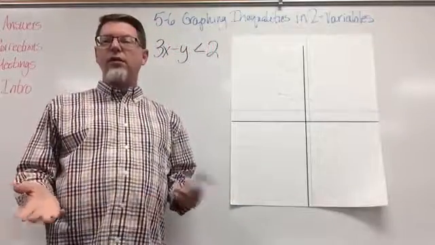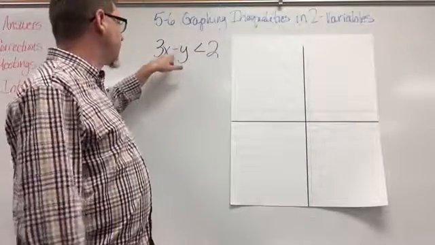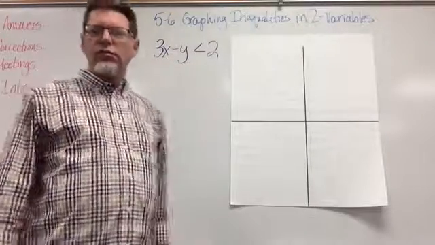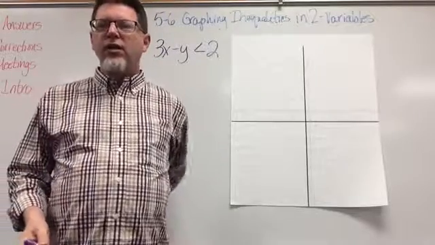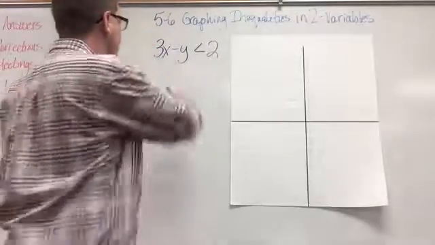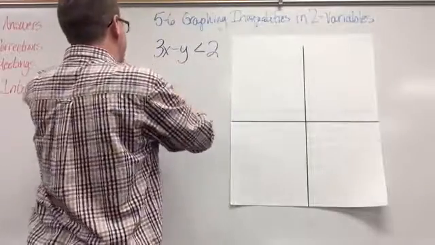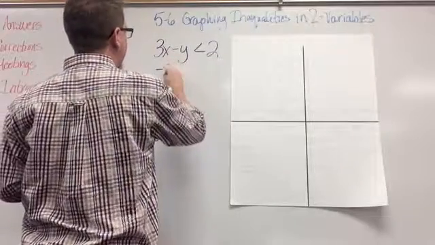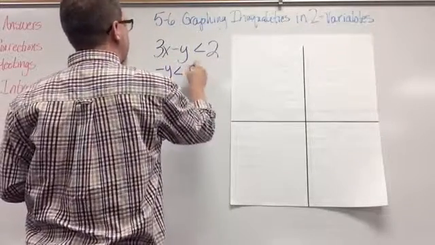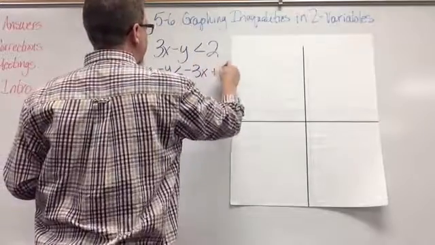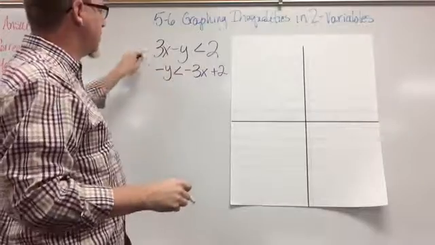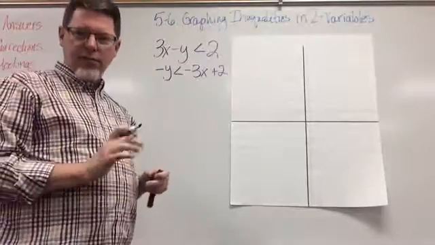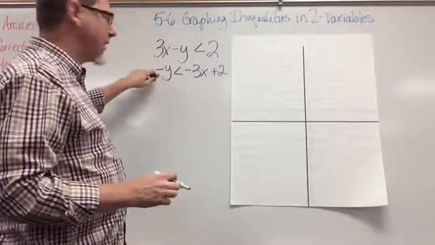The next example I want to graph is 3x minus y is less than 2. I first of all notice that it's not in slope-intercept form, so I need to do that. So I'm going to bring the 3x to the other side, and I'm left with negative y is less than negative 3x plus 2. Because I'm subtracting 3x from both sides, I move it across, it becomes negative. Okay? Now I've got a negative y.